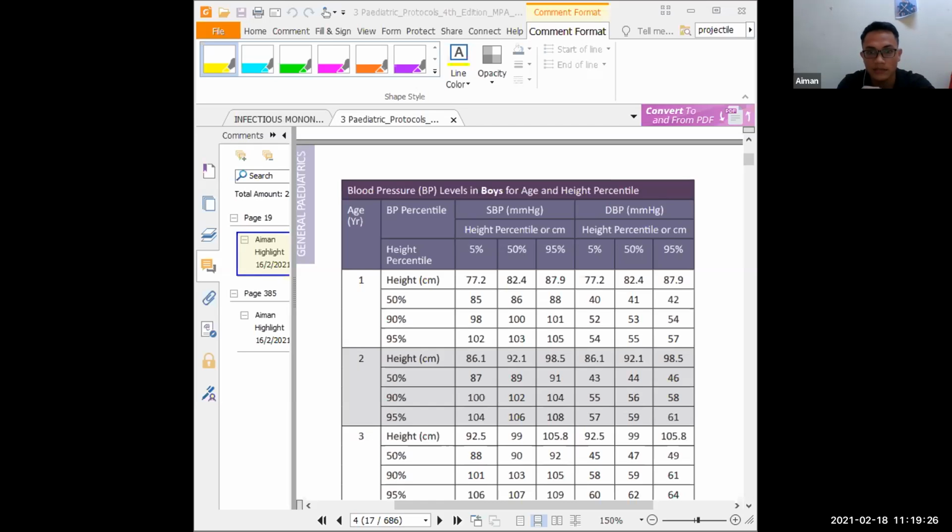So that we call it stage 1 hypertension in a patient at the age of 1 to 13 years old. If it is more than 13 years old, it's actually the same, but we don't refer to the percentile. Is that clear? Any question?